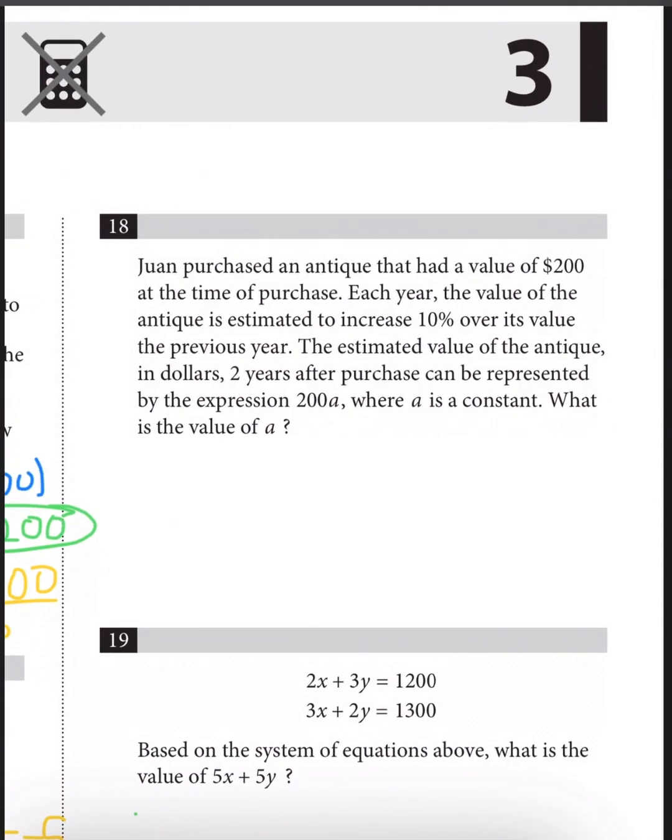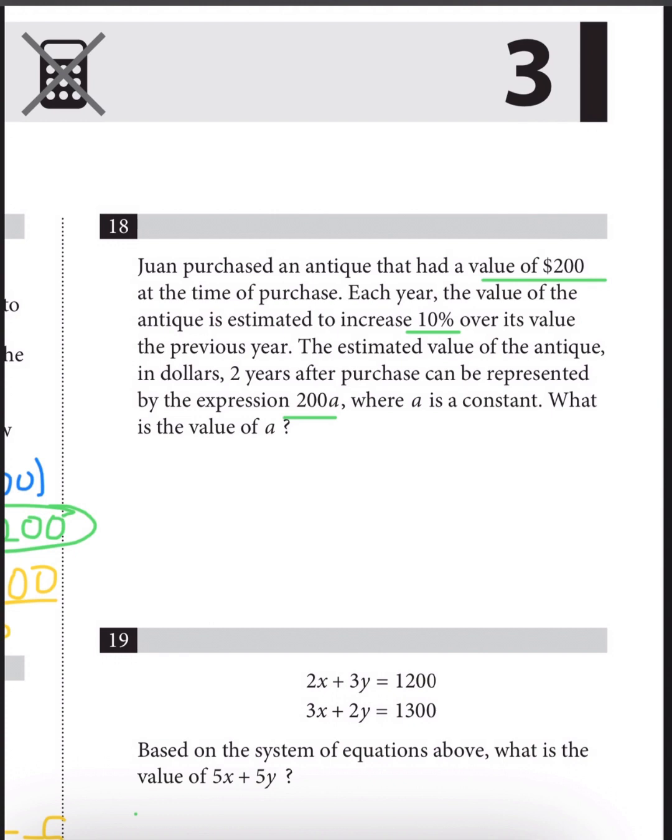Juan purchased an antique that had a value of $200 at the time of the purchase. Each year, the value of the antique is estimated to increase 10% over its value of the previous year. The estimated value of the antique in dollars 2 years after the purchase can be represented by the expression 200A, where A is the constant. What is the value of A?